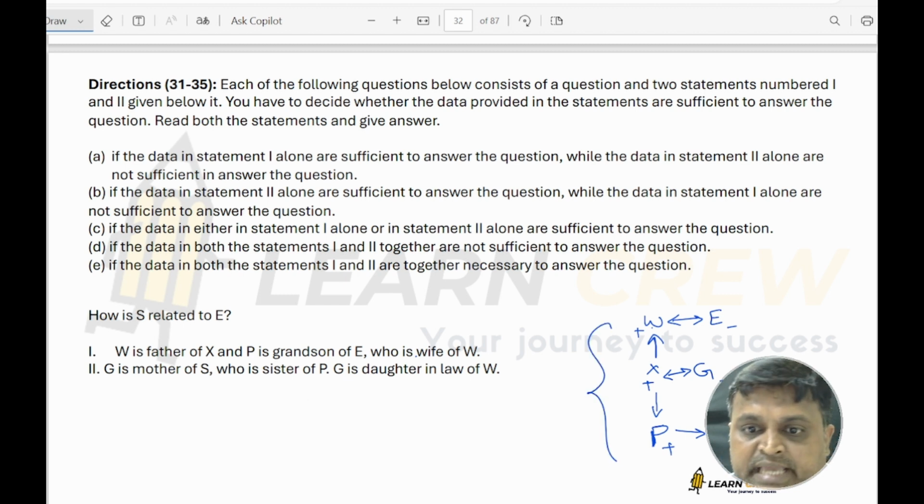From this, how is S related to E? S is the granddaughter of E. S is the granddaughter of E, you can say, by considering both these statements. So the data in both statements 1 and 2 together are necessary to answer the question. So option E is correct.